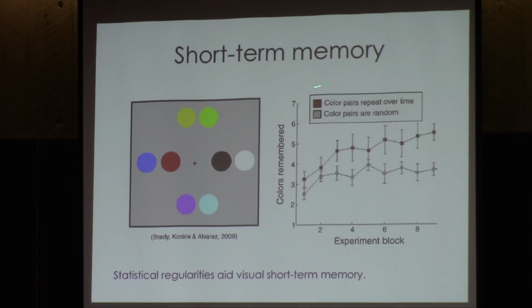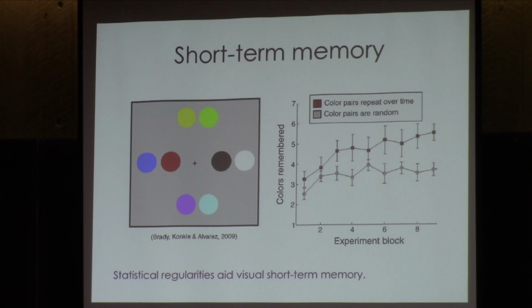So we've also looked at this in short-term memory. There's another interesting study by Tim Brady where they looked at these displays of colored circles, and after some delay, one of those items would be selected, and subjects had to make a continuous report of the color using a color wheel. What they found was that when there is co-occurrent structure in the colors, so when certain colors tend to co-occur more often than others, then people were better at reproducing the color than if the colors were all randomly co-occurring with each other.